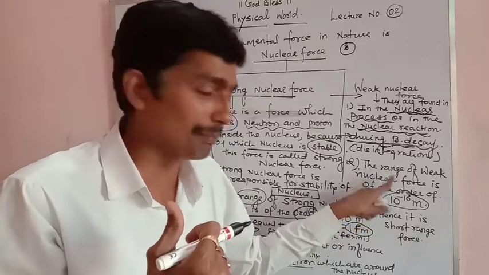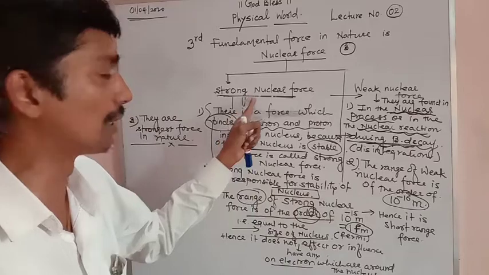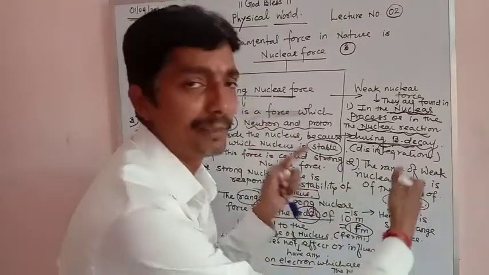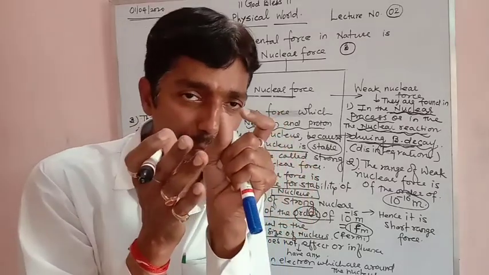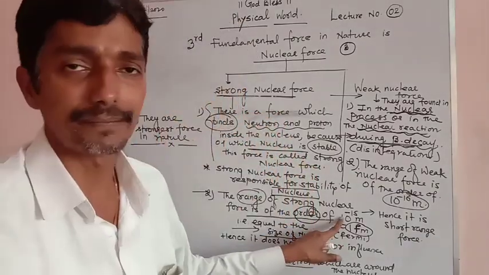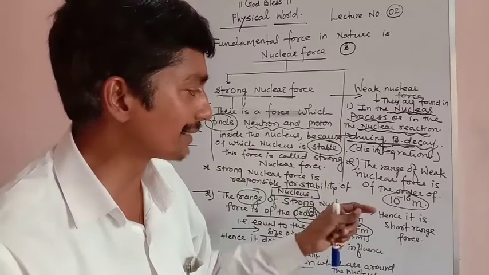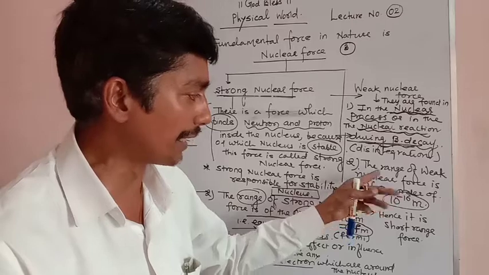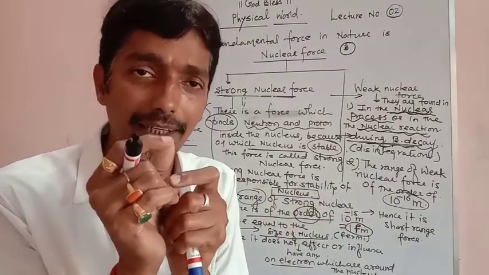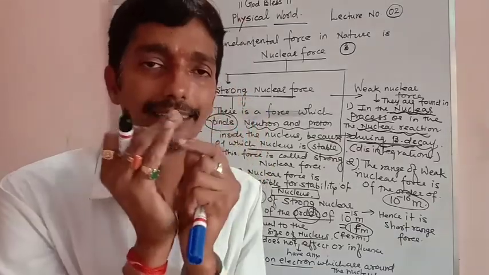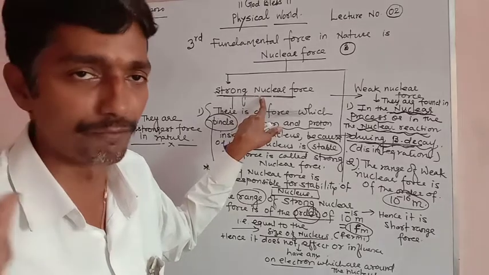The range is 10 to the power minus 16, which means it is not as strong as the strong nuclear force, because minus 16 is not such a small range. You can imagine this: the range of the weak nuclear force is 10 to the power minus 16 meter, which makes us understand that it is not stronger than the strong nuclear force.